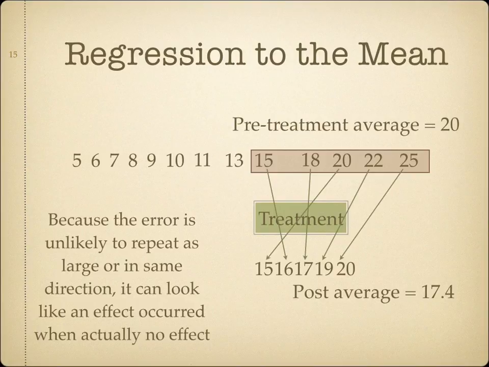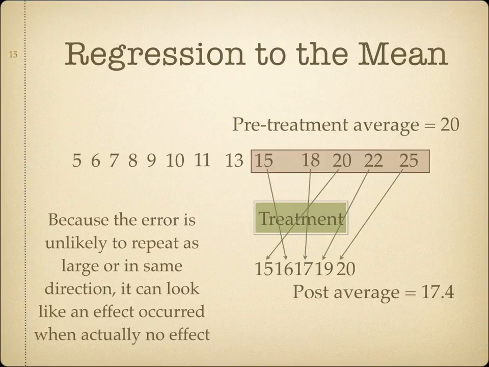You don't know how it's affecting things, but high scores are more likely to have been affected by high positive error, and low scores are more likely to have been affected by low negative error. So we don't know if our treatment really caused an effect. We need a comparison group.